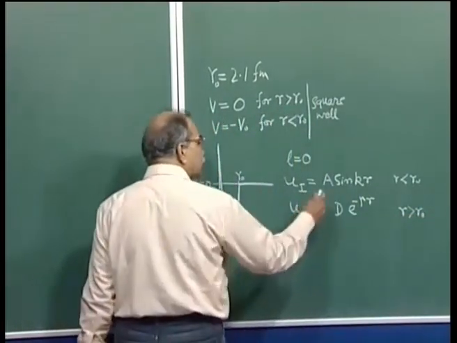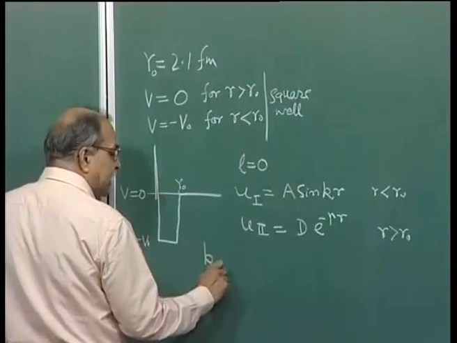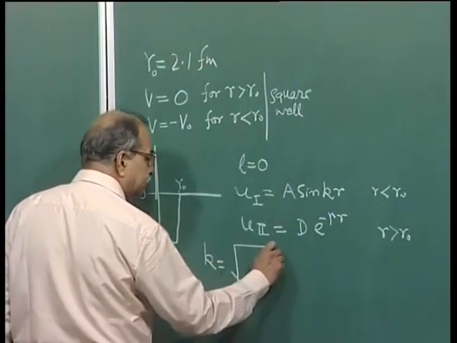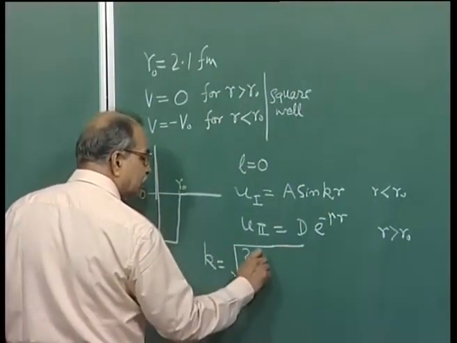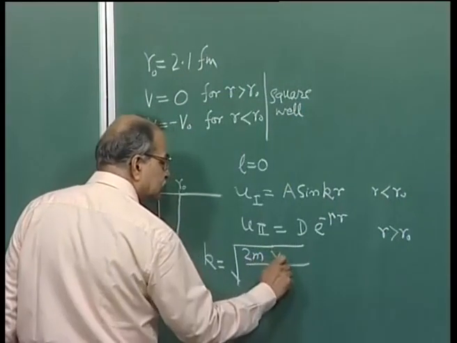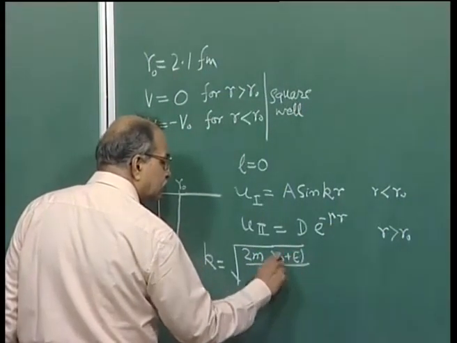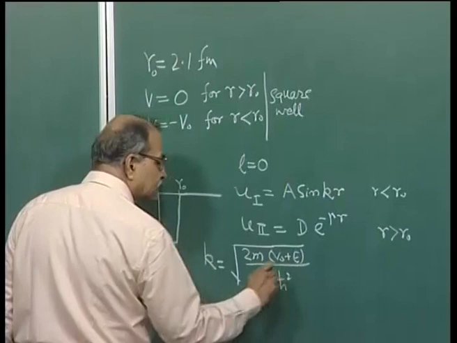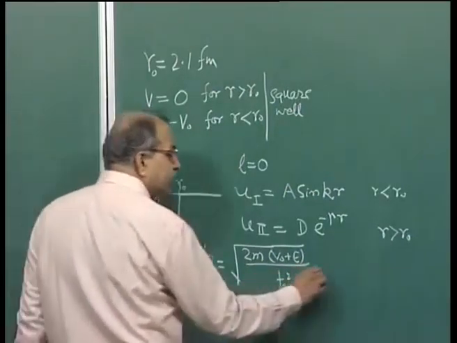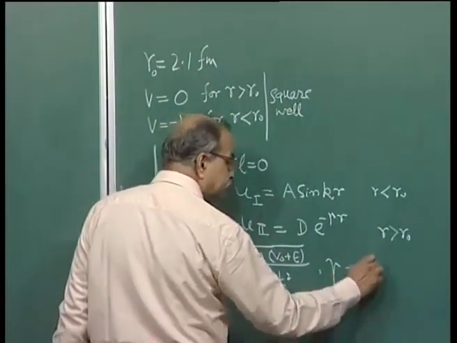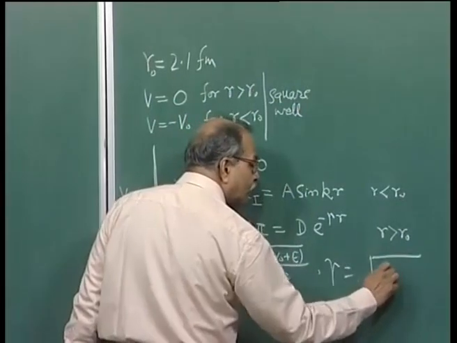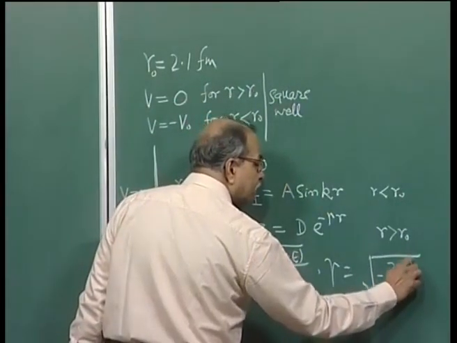And what was k and what was gamma? What was k? Under root 2m (V naught plus E) upon h cross square. Good. This was k, and gamma was under root minus 2m E upon h cross square.